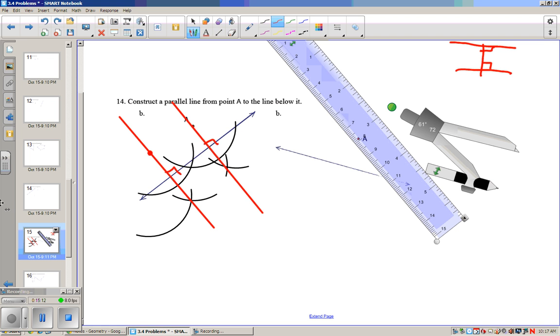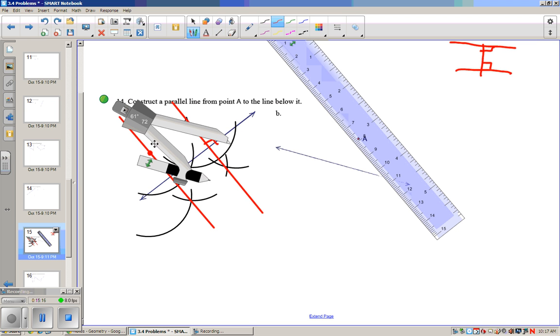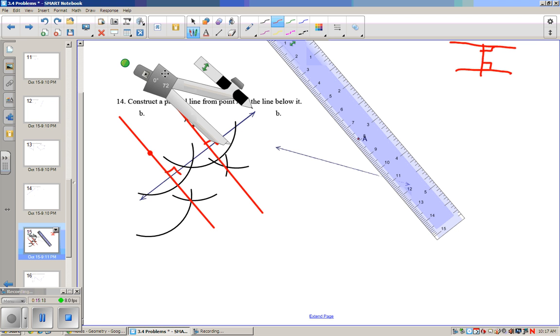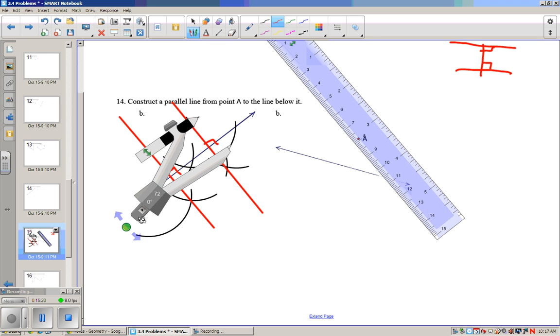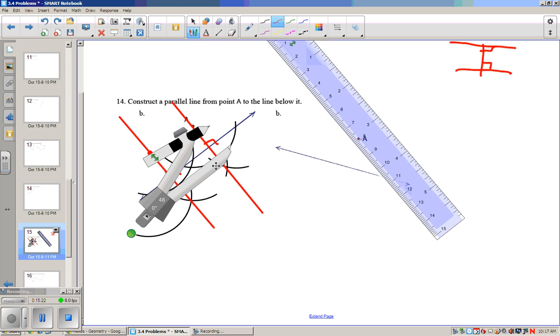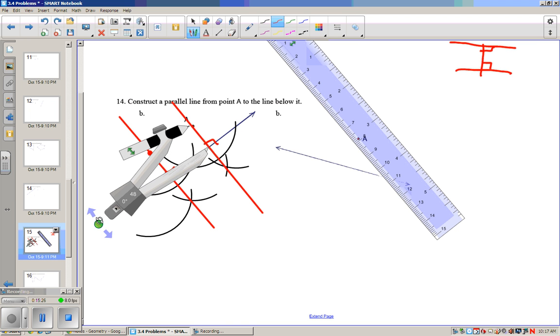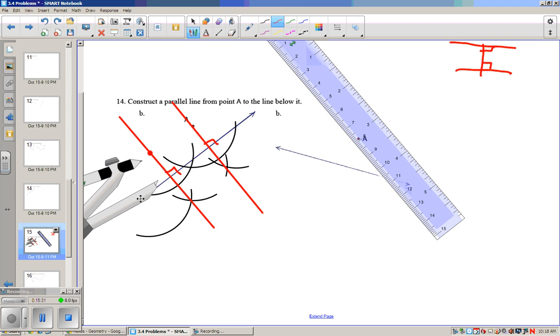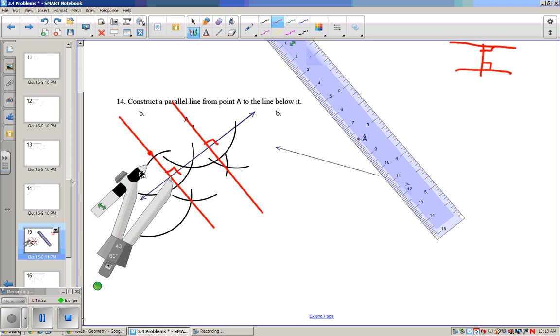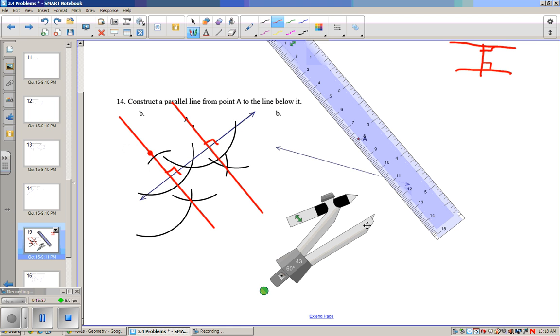And lastly, I need to measure the distance between my line and point A, because parallel lines are always going to be the same distance apart. So these parallel lines need to be the distance from the line to point A. I measure my distance, go here. I'm going to make an arc over here at the distance I need to draw my second point. And I've now found a second point to draw my line.